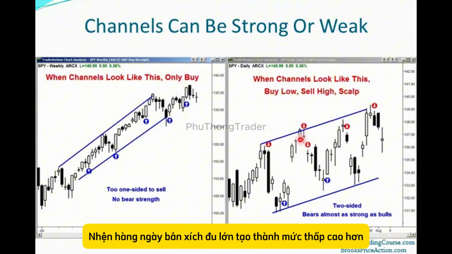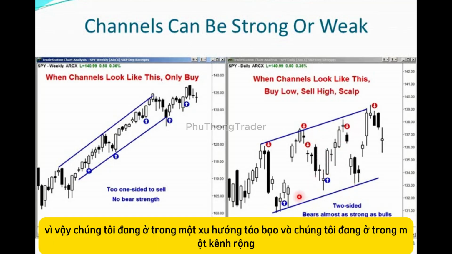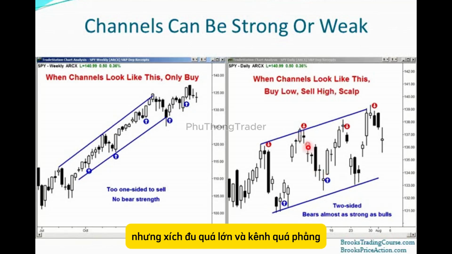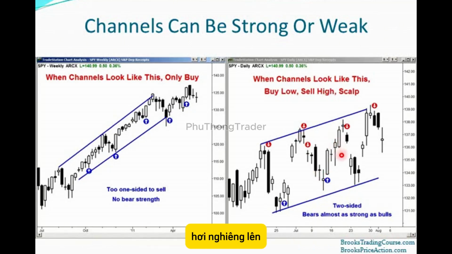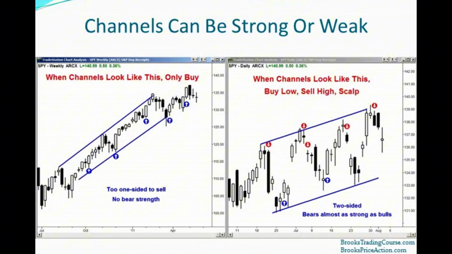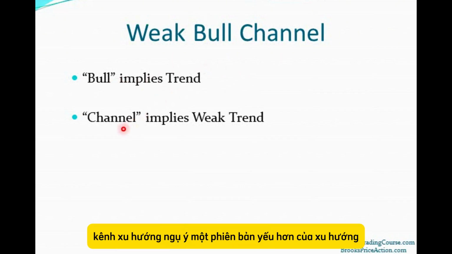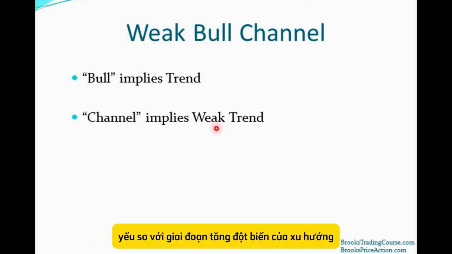Here, on the other hand, a daily SPY chart, big swings, forming higher lows, higher highs, so we're in a bull trend and we're in a broad channel, but the swings are so big and the channel is so flat, it's much more like a trading range that is slightly tilted up, and you can take trades in both directions. You can buy and you can sell at the top. Weak bull channel. Bull implies trend. Channel implies a weaker version of the trend, weak compared to the spike phase of the trend.